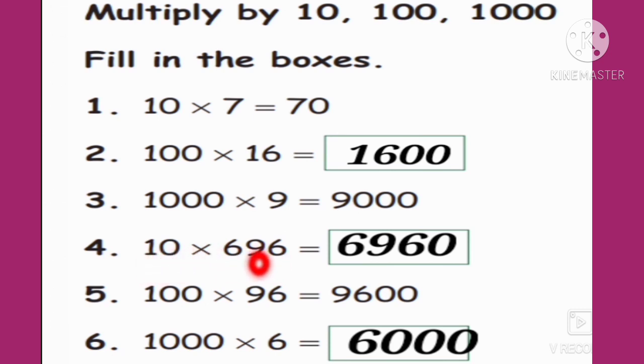So similarly, 696 into 10 gives 6960. Include 0 after the number given. And 96 into 100 is 9600. So put the number and add 2 zeros after the number. So 6 into 1000 is 6000. The number is 6 and include 3 zeros after the number 6. It becomes 6000.